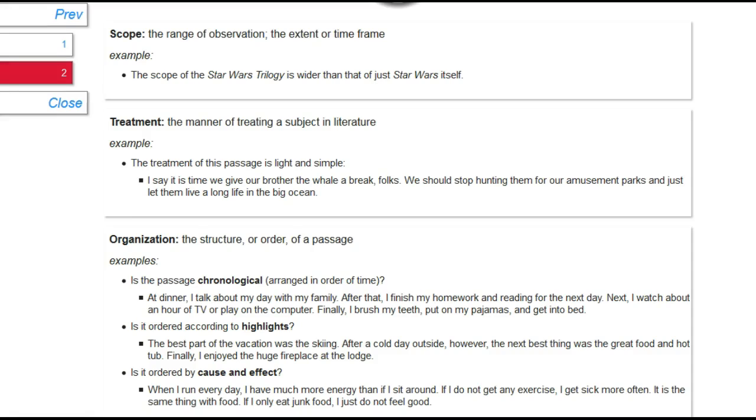Another is the organization, the structure or order of a passage. For example, is the passage chronological or arranged in order of time?